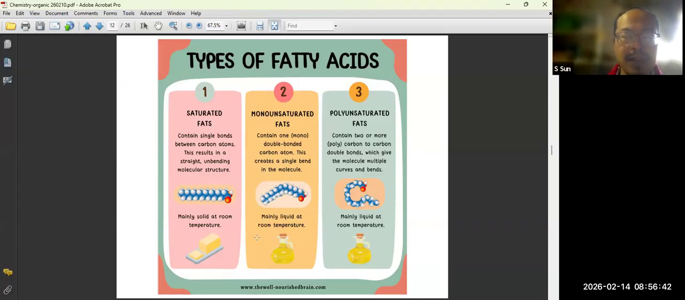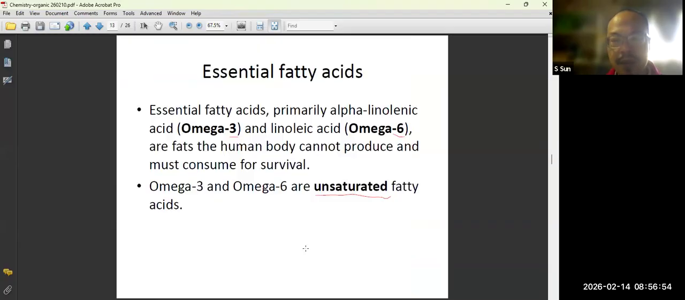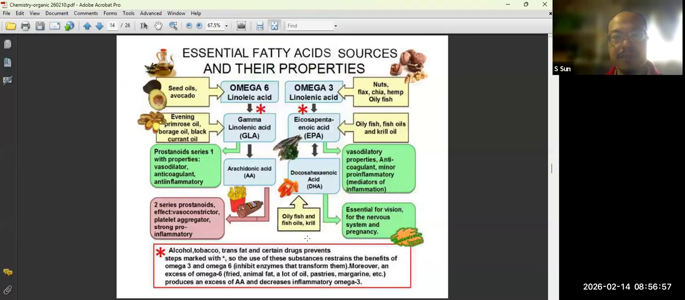You can get them from taking a pill. People take pills, like an omega-6 pill, or you can get it from food, like vegetable oil. So let's take a look at diet. You need omega-3 and omega-6. These are essential fatty acids.